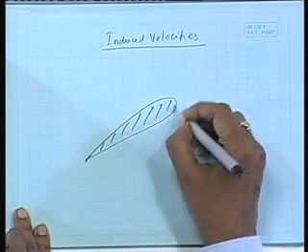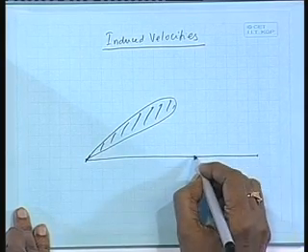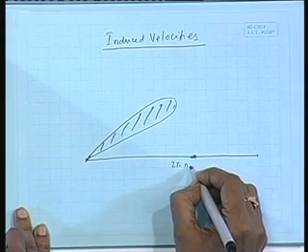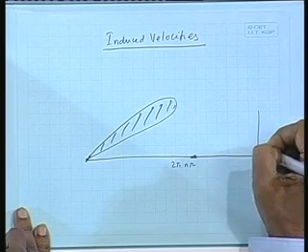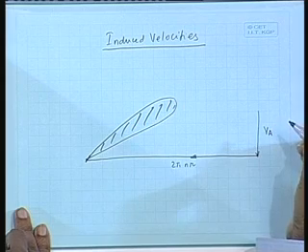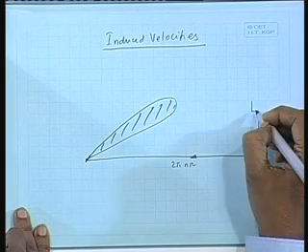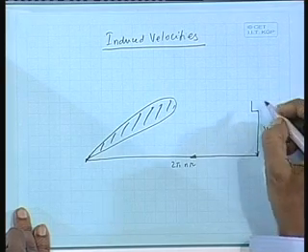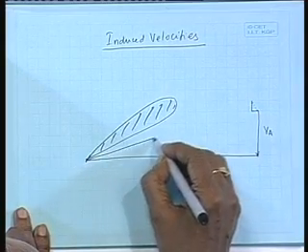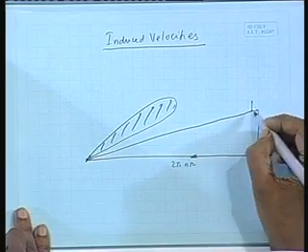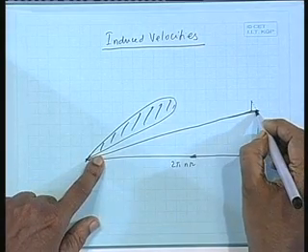This is the propeller blade. We have the 2 pi n r here, V A here, this is the induced velocity in the... I made a mistake. This is the line we had previously.